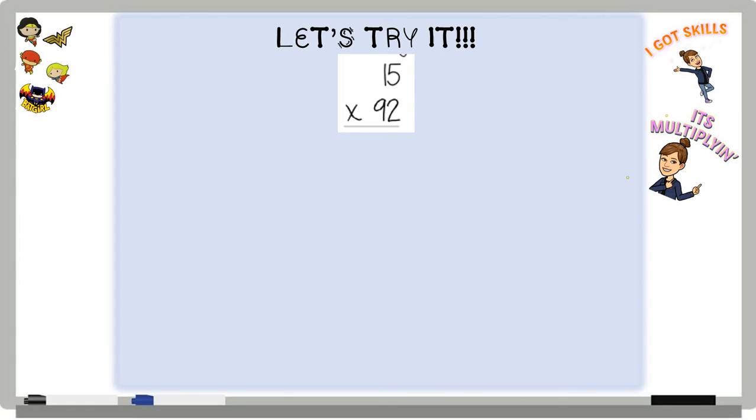All right, so I'm going to do all of my steps. So I'm going to multiply first those ones values. So, and I actually write it out like this, 5 times 2, and that gives me 10. And then I'm going to do 10 times 2. Okay, 1 times 2 is 2. Keep that 0. It's 20.